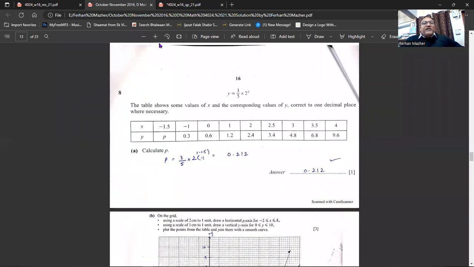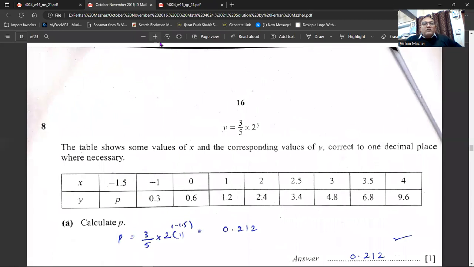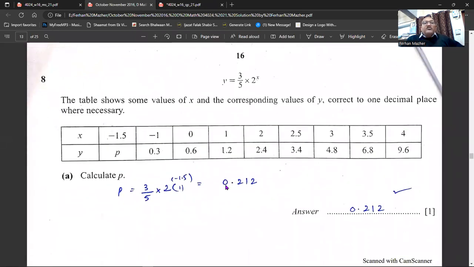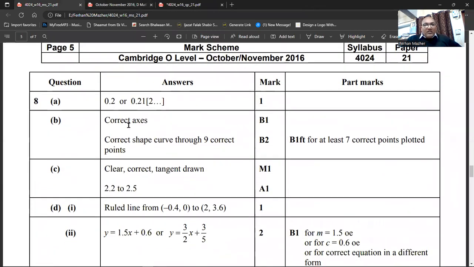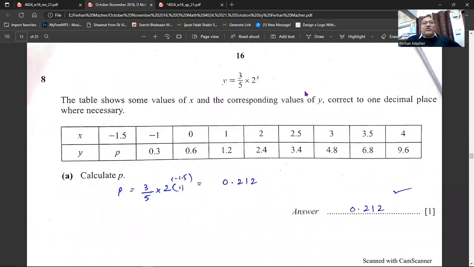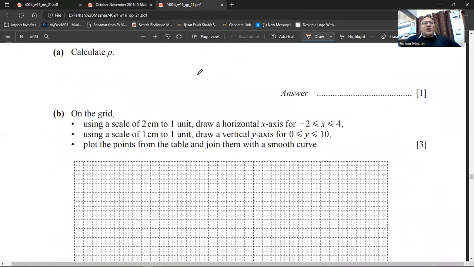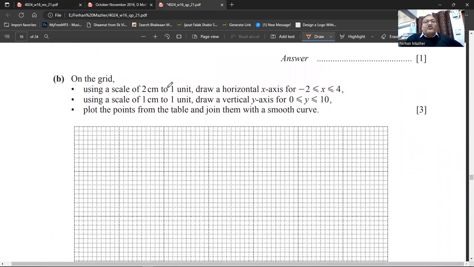The value of p will be 0.212. So our answer is right. This is how to enter this in the calculator. Okay, he says on the grid below, using a scale of 2 centimeters to represent 1 unit, draw a horizontal axis from -2 to 4. And using a scale of 1 centimeter to represent 1 unit, draw a vertical y-axis for y from 0 to 10. Plot the points from the table and join them with a smooth curve.